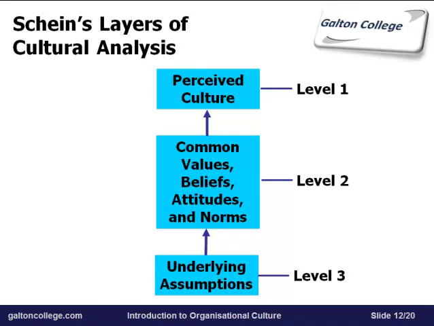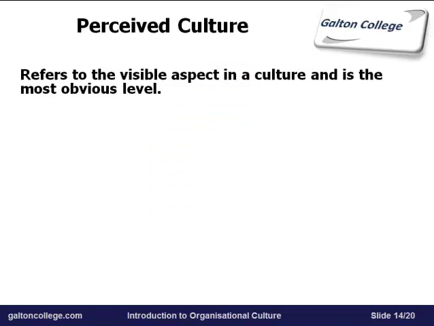Let's start at the top. Let's look at the perceived culture. This refers to, as I said, the visible aspect of the culture, and it's the most obvious level. When we look at an organization, a business, or a society, or a national entity, this is what we see. We see the nature of that business, the way it's reflected in all sorts of artifacts, the buildings, the way it conducts the business, all sorts of issues. But this is the perceived part. This is what we see from the outside.